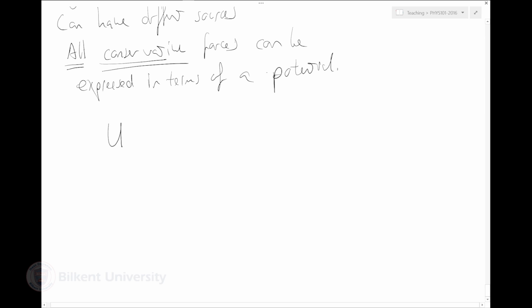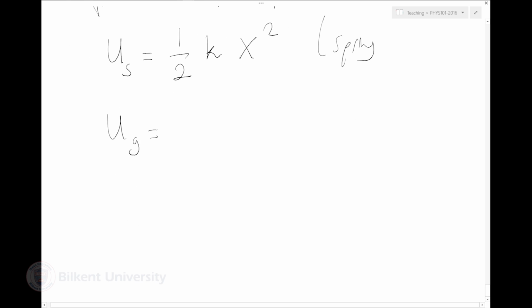We said if I have a spring, the potential energy stored in a spring is 1/2 k times delta x, or we just called it x, I think, x squared for a spring. And we said gravitational potential is m times g times h. h is the height above a reference level.